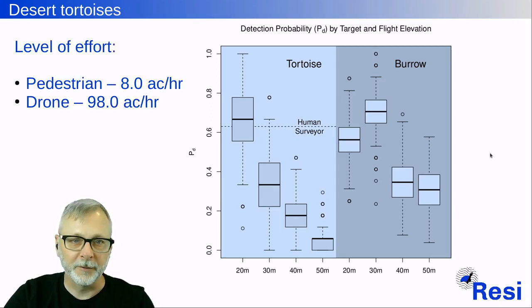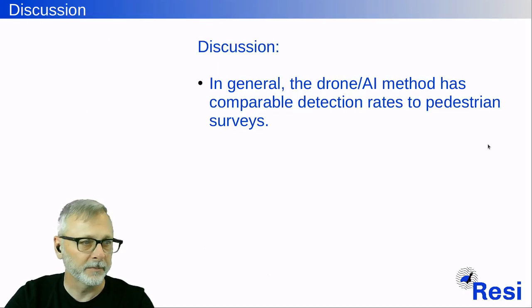The real difference, again, is in the level of effort. Pedestrian surveyors average about 8 acres an hour with this kind of survey, 10 meter transects as per protocol. And the drone AI method averages almost 100 acres an hour. So a pretty drastic difference in the level of effort. Again, comparable performance in terms of detection probability at a much lower investment of effort.